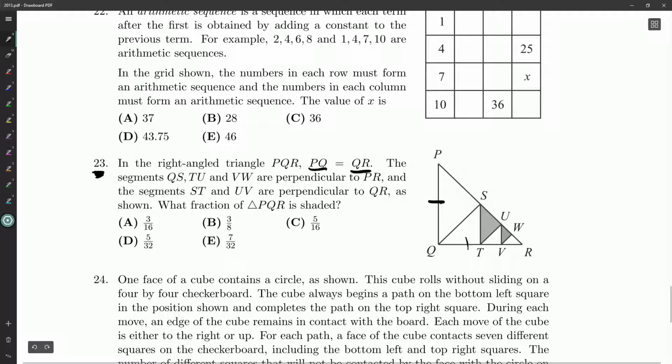The segments QS, TU, VW are perpendicular to PR. So these ones are all perpendicular to PR, and then STUV are perpendicular to QR. So there they are, as shown. Okay. What fraction of PQR is shaded? So we've got this one here and this one here. Okay, what can we do?